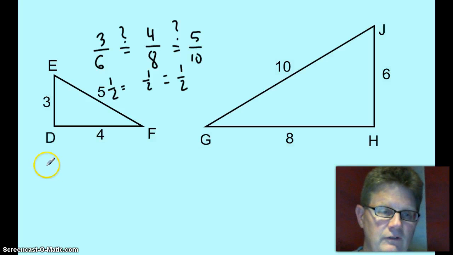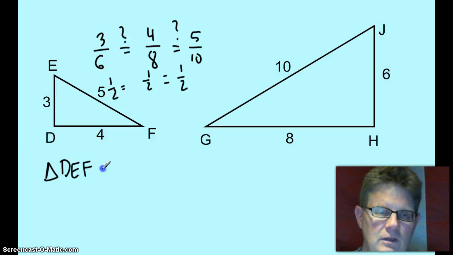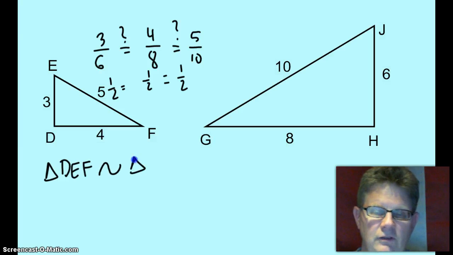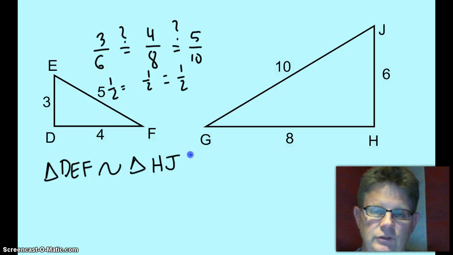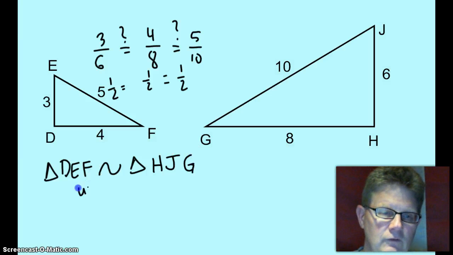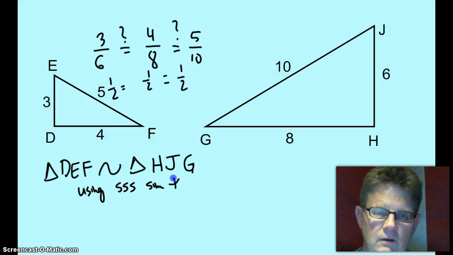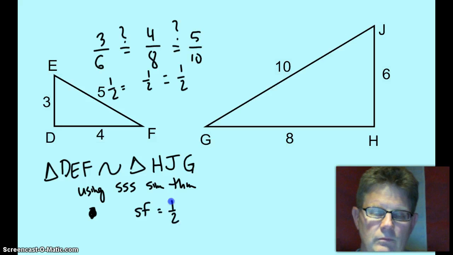So we need to write a similarity statement. Triangle DEF is similar to triangle. Let's get these in corresponding order. What corresponds with D? H. What corresponds with E? J. And what corresponds with F? G. And the reason is using the side-side-side similarity theorem. And what's that scale factor? Well, we've already figured that out actually. The scale factor is 1 to 2.